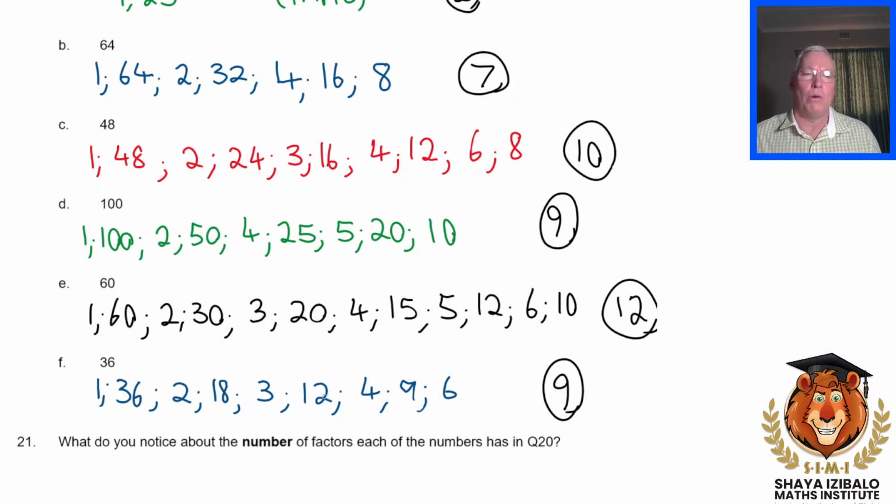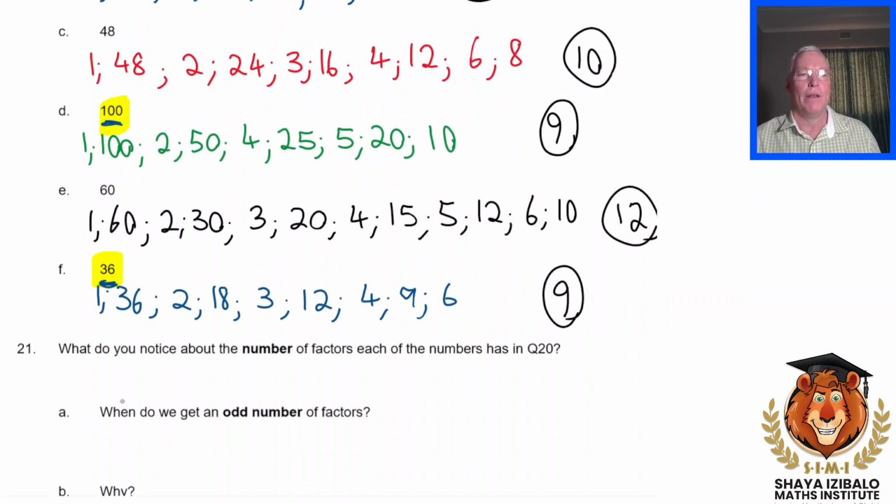Right, now, it says, what do you notice about the number of the factors? What you should notice is that some of these numbers have got an odd number of factors, and I want us to see if we can work out which ones. These 3 have got an odd number of factors. The rest have got an even number of factors. What sort of numbers are these? These numbers are what we call perfect squares. We get an odd number of factors with a perfect square. Either a square or perfect square.